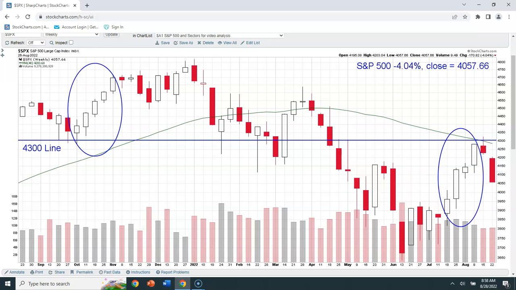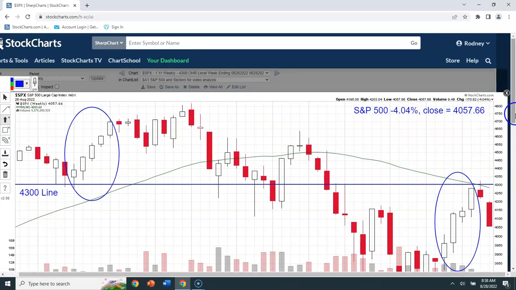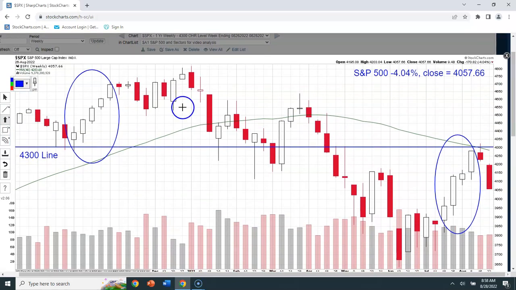And the other thing to point out here, guys, is that every time the S&P 500 has gotten up to this 40-week moving average since the beginning of January, we've had these little rallies. Here's a couple weeks, and then we failed, right?